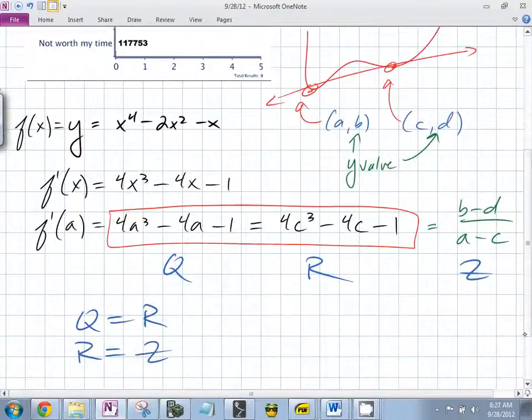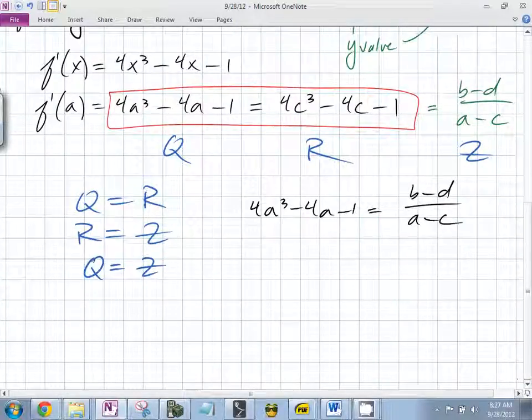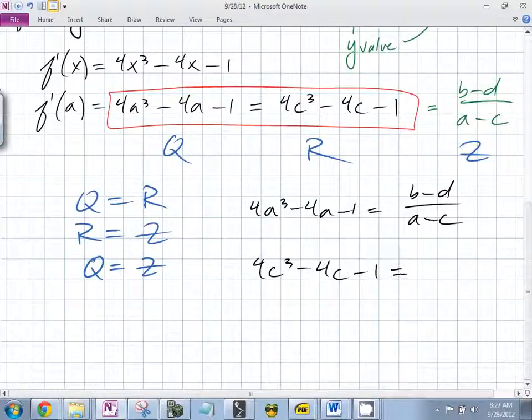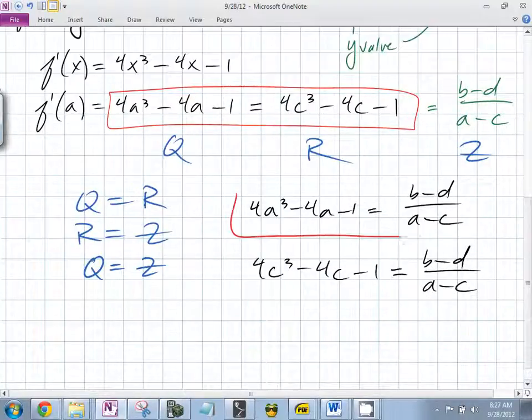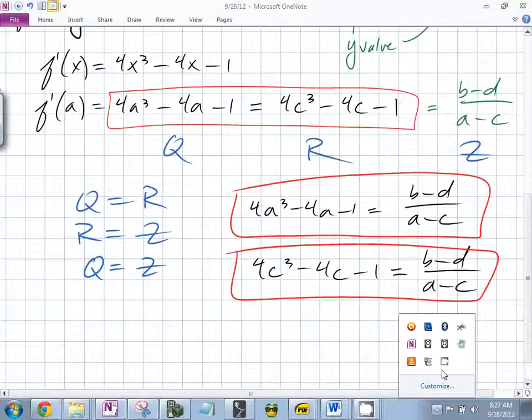And what else do you know? How many equations do we have? 3. So we could summarize this as follows. 4a cubed minus 4a minus 1 is equal to b minus d over a minus c. You also know that 4c cubed minus 4c minus 1 is equal to b minus d over a minus c. So you have 3 equations right now. What's a slight issue with that situation?